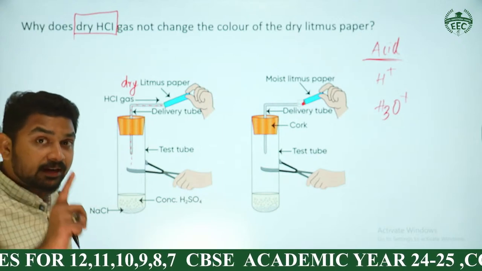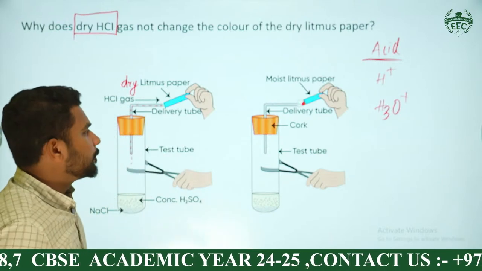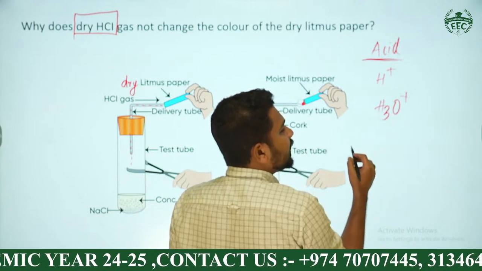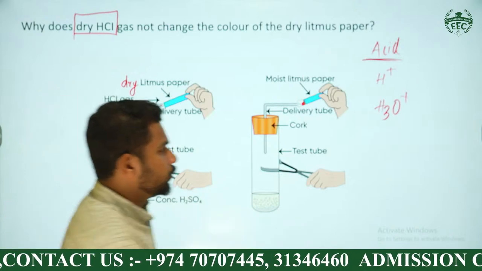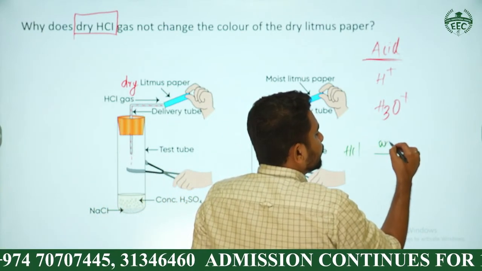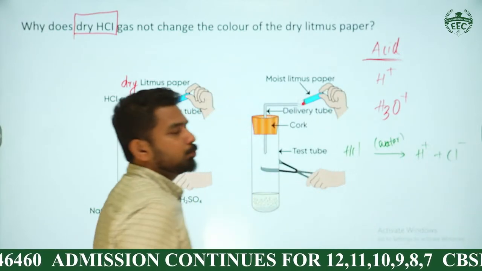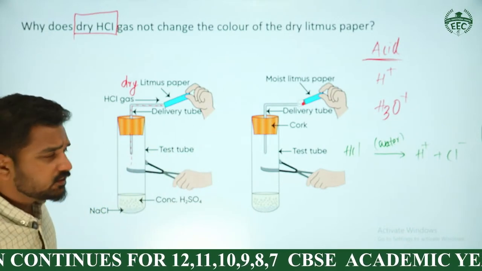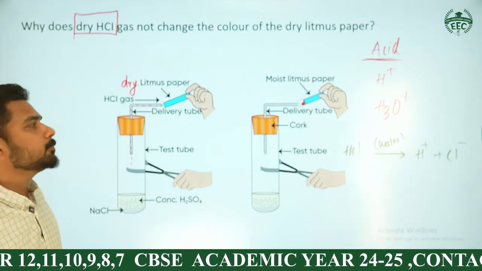But the fact is, acids, mainly HCl, will produce H plus ions only in the presence of water. You can see that HCl in the presence of water will ionize to form H plus and Cl minus. And you know that these H plus ions will turn the blue litmus into red color.